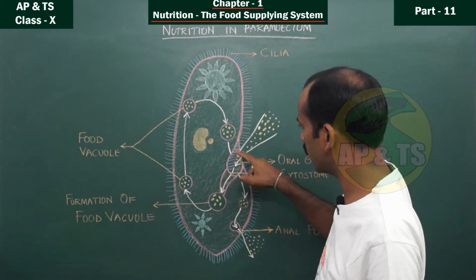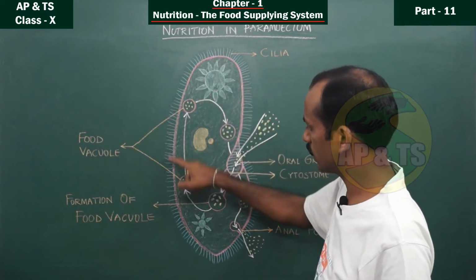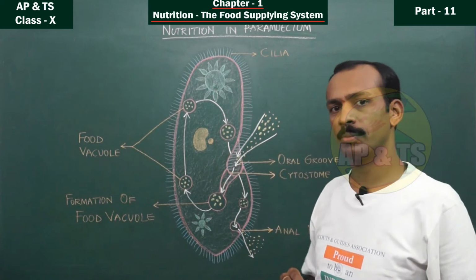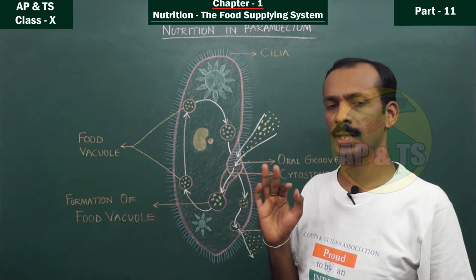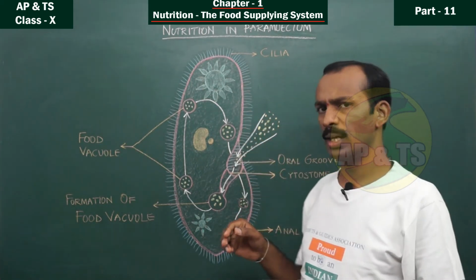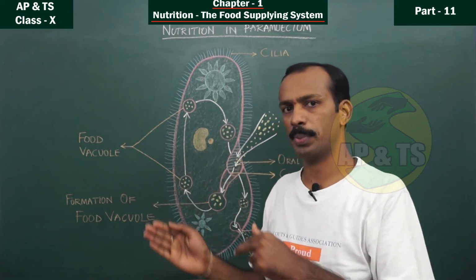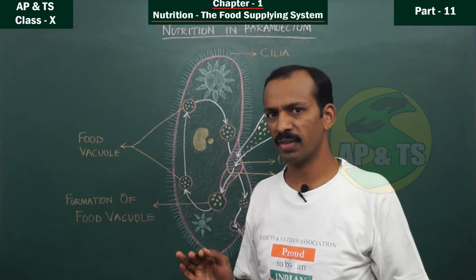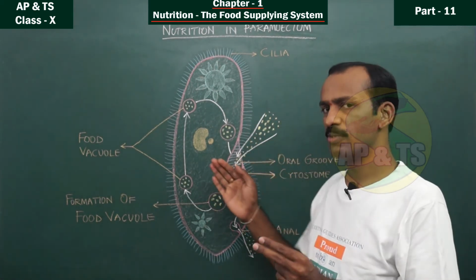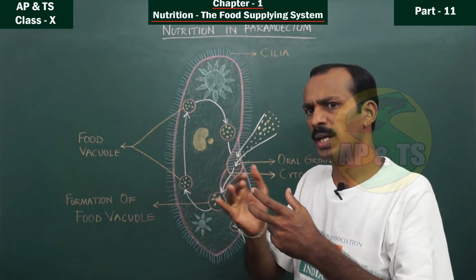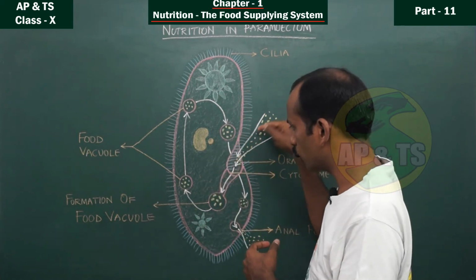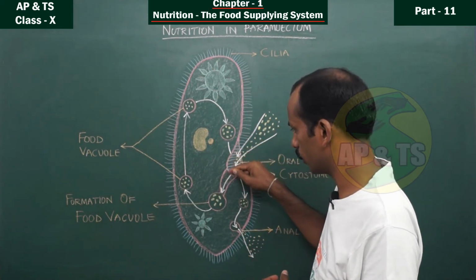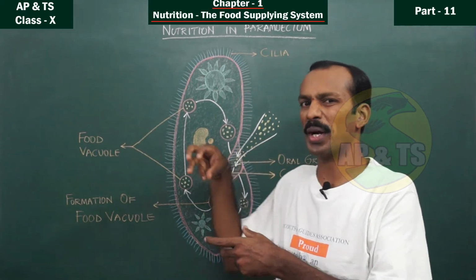Here you can see cilia, short hair-like structures surrounding the body of Paramecium. We call that cilia. These cilia will sweep. How we sweep the dust with the broom, in the same way these cilia sweep the water along with food particles into the oral groove. So this is the oral groove, like a pocket.